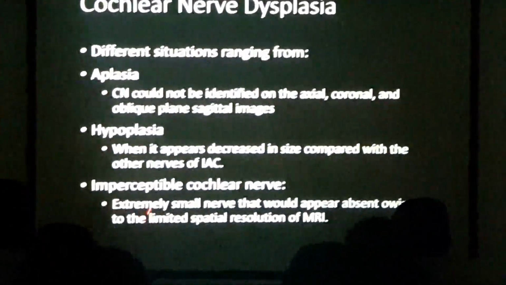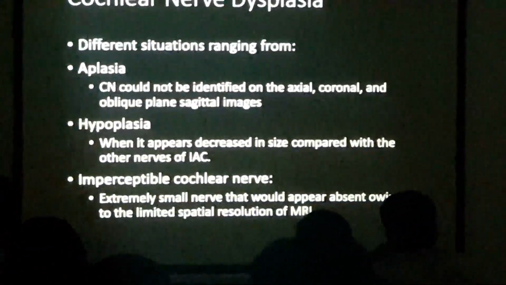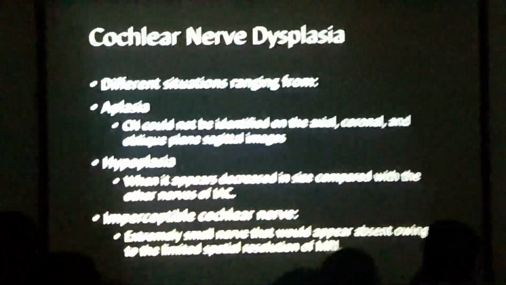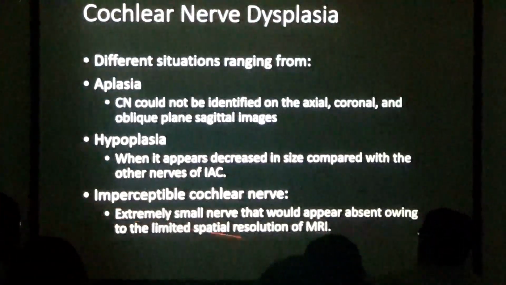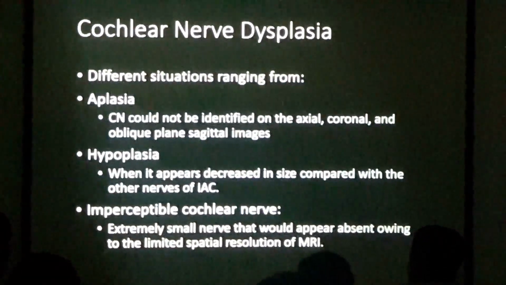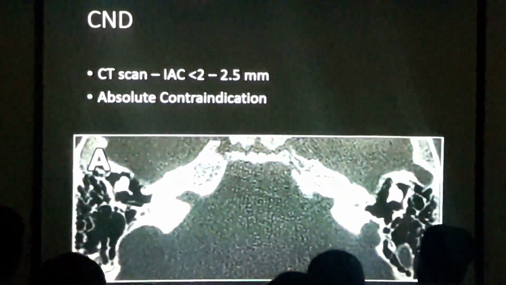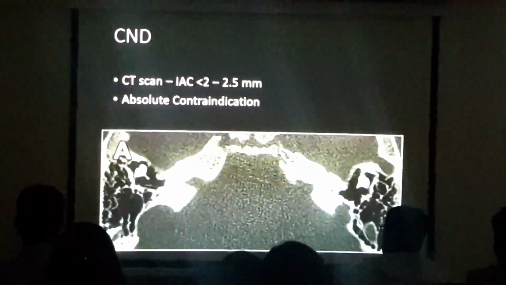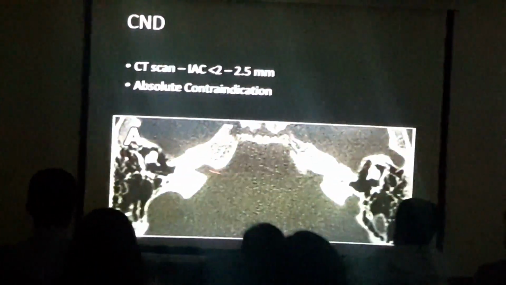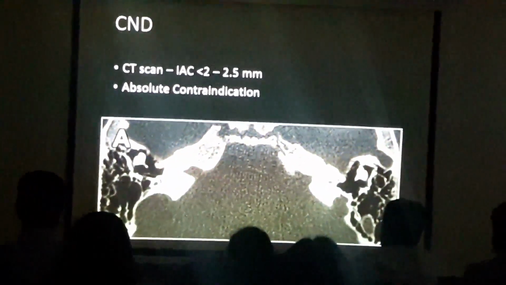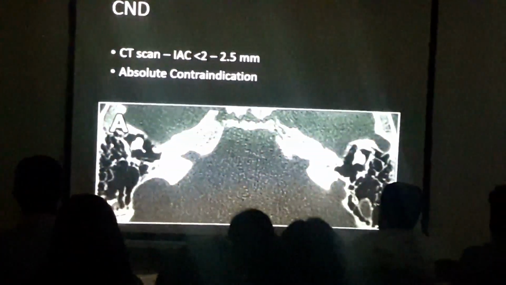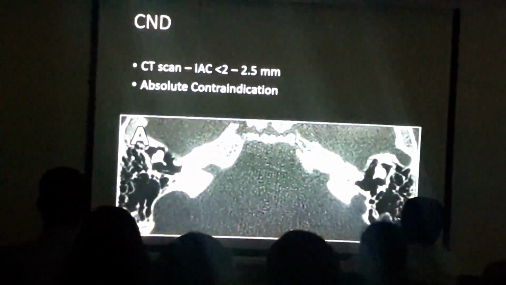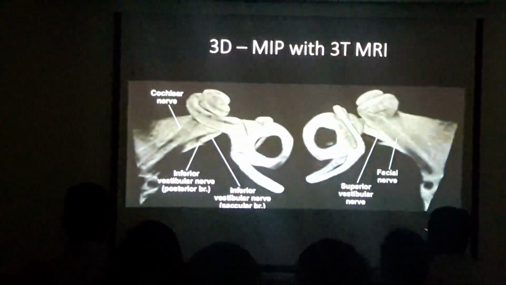Imperceptible cochlear nerve means an extremely small nerve that would appear absent owing to the limited spatial resolution of MRI. MRI is not good enough, even 3 Tesla MRI is not good enough to identify the cochlear nerve. So, imperceptibility. In the CT scan, the standard now accepted is that if it is less than 2 to 2.5 mm, that's an absolute contraindication. As you can see here we have a 4 mm internal auditory meatus, where here you can see it is less than 4 mm. In this case only the facial nerve was there, no cochlear nerve at all. You can see a very narrow internal auditory meatus on CT.